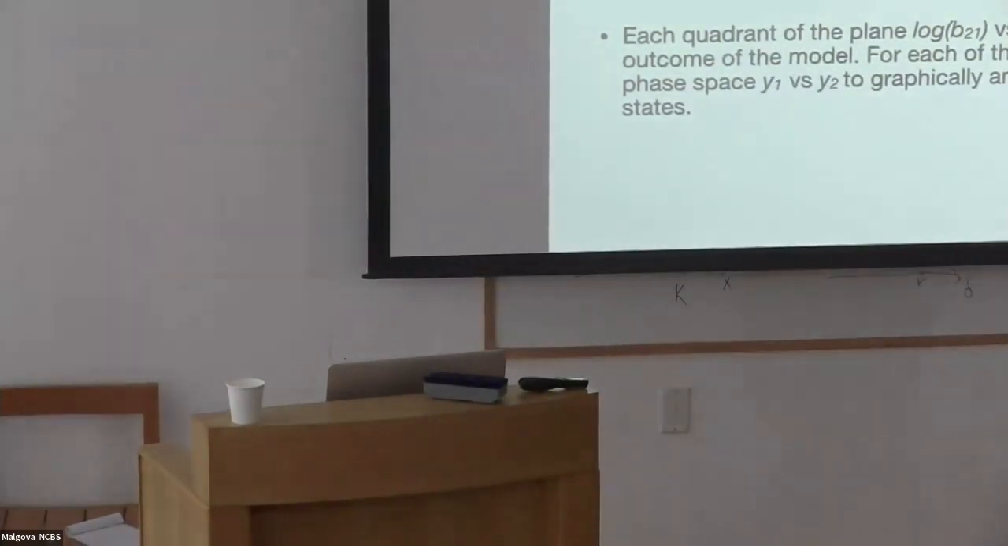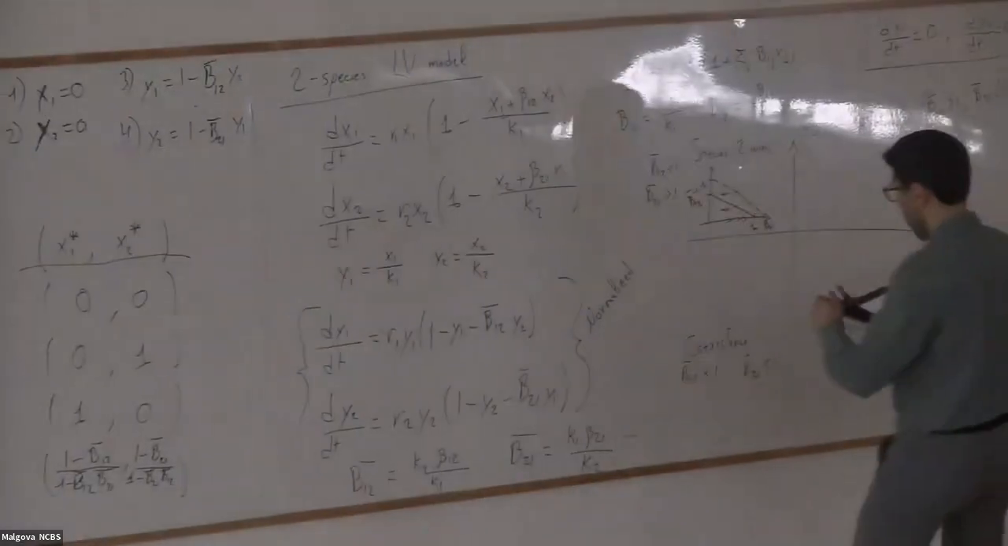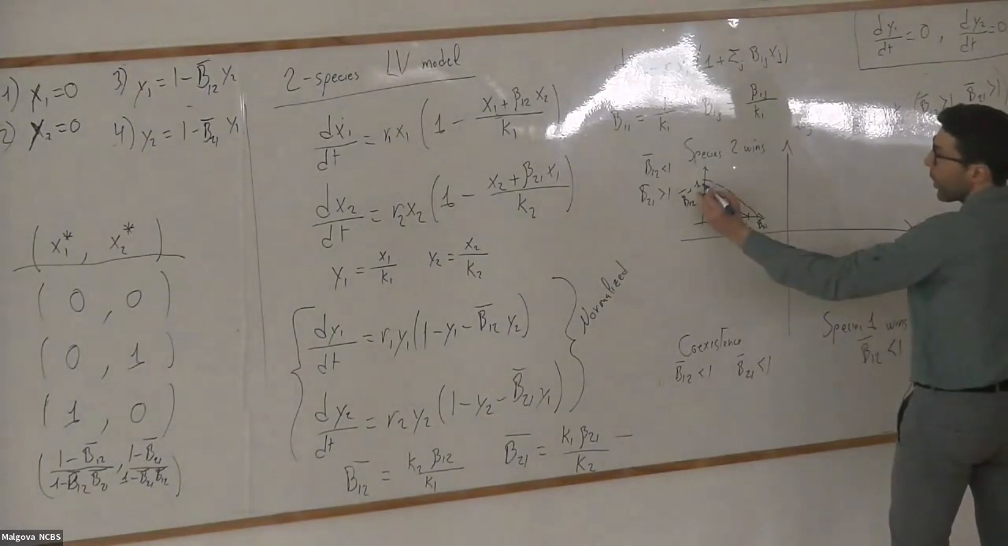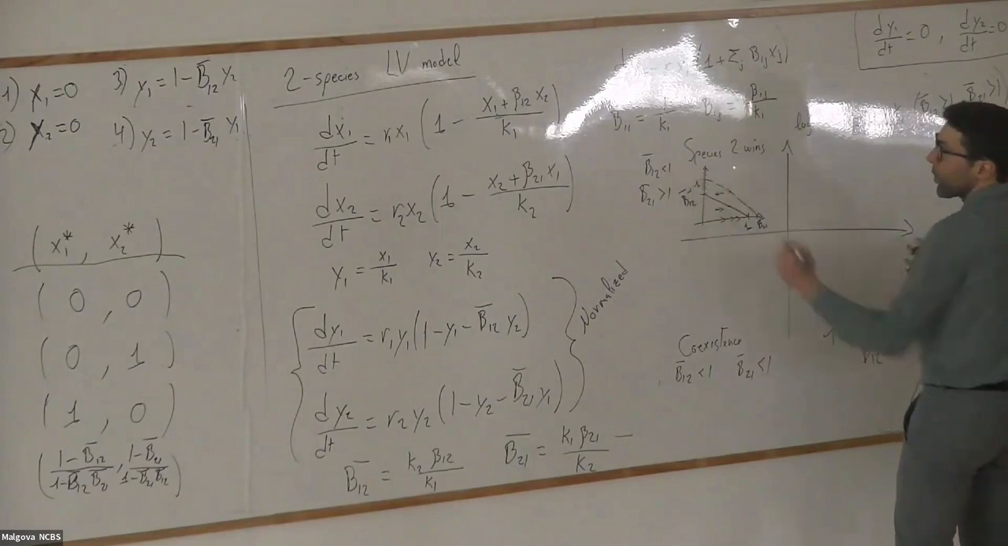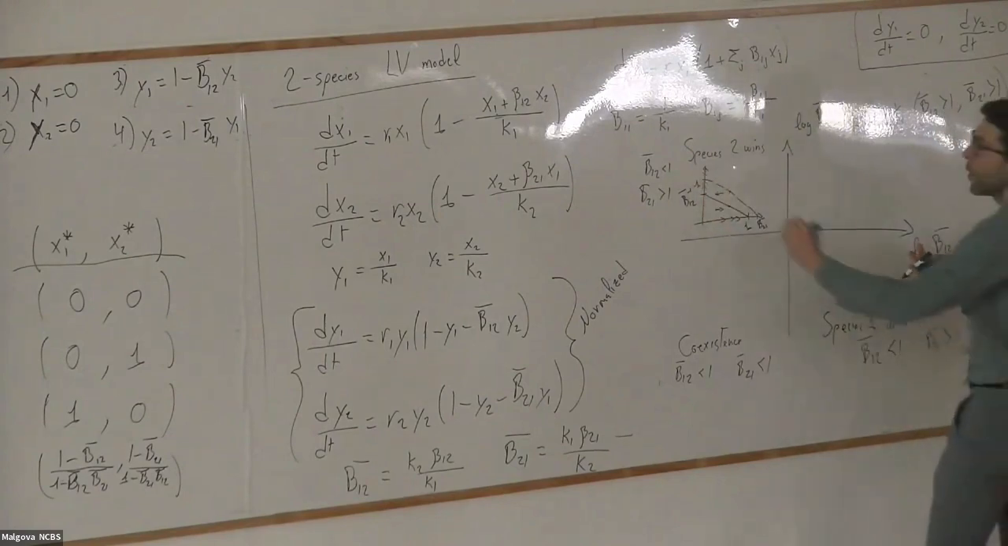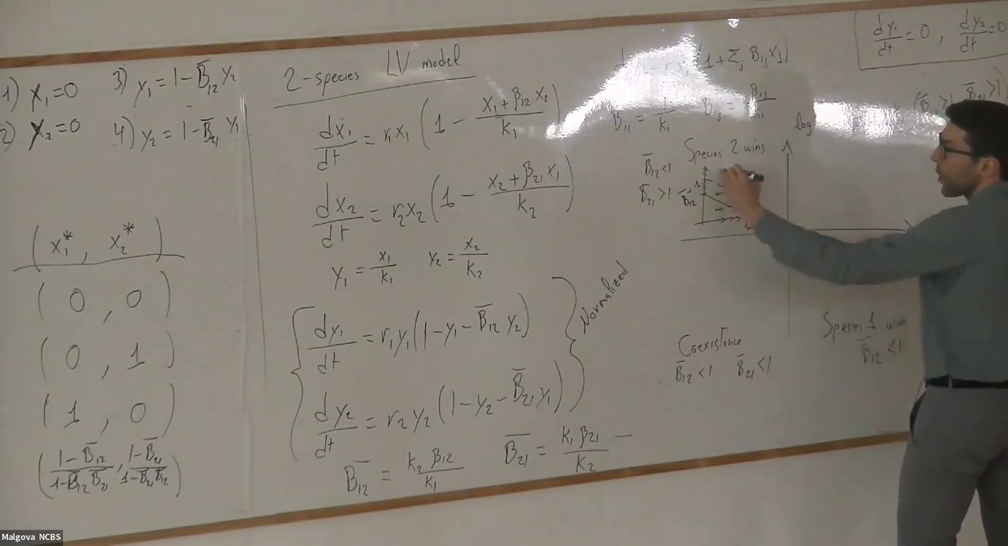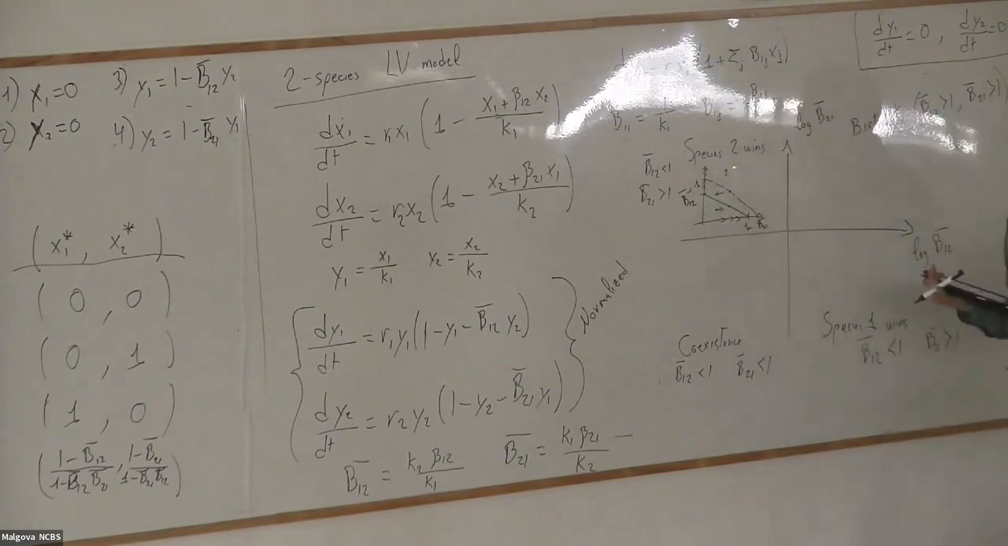Now, what happens to the second species? So we know that anything below here is for this species to go up, and anything above here for this species to go down. So if the community starts here, x2 will go down, okay?